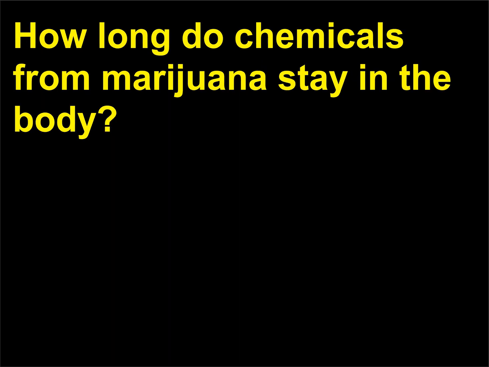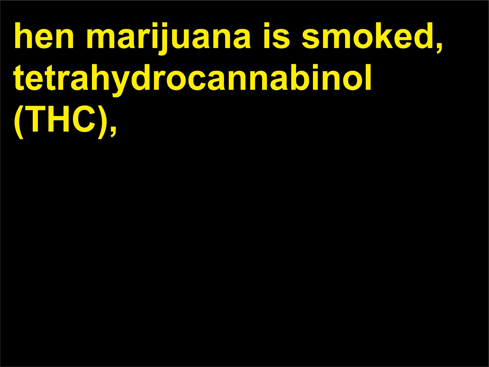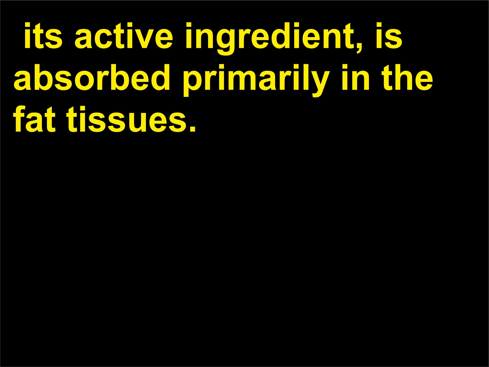How long do chemicals from marijuana stay in the body? When marijuana is smoked, tetrahydrocannabinol, THC, its active ingredient, is absorbed primarily in the fat tissues.